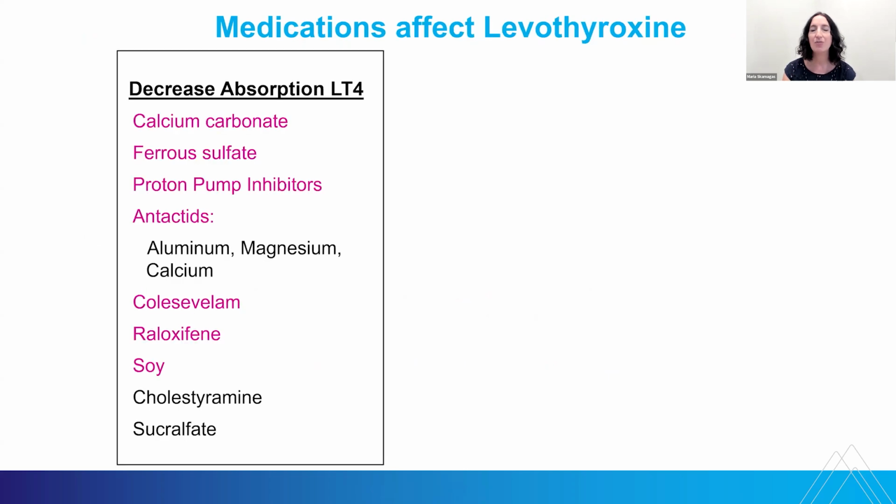So, medications that affect thyroid hormone. We already mentioned minerals: calcium, iron, magnesium. Also proton pump inhibitors will affect absorption of thyroid hormone. Colesevelam, raloxifene, soy is common. So if somebody's suddenly eating a lot of soy, they may end up requiring more thyroid hormone dose.